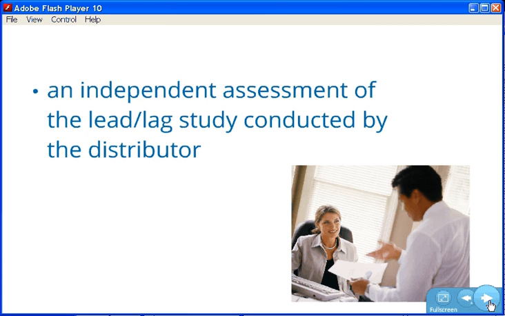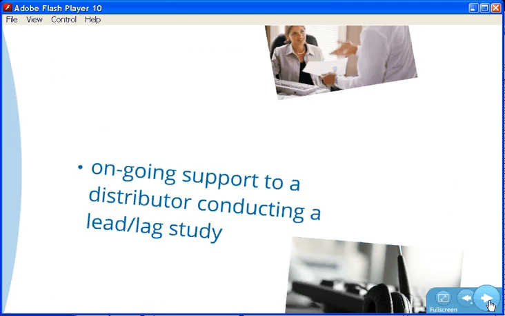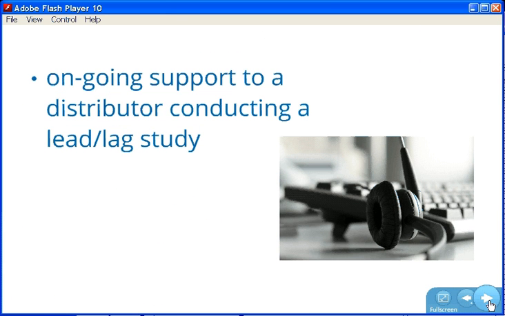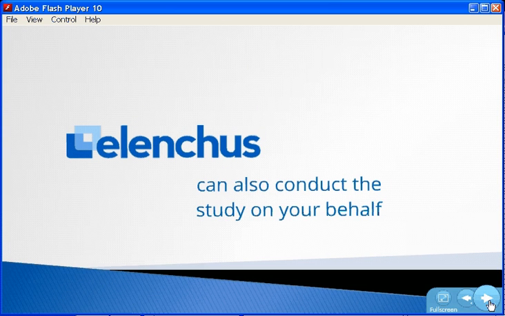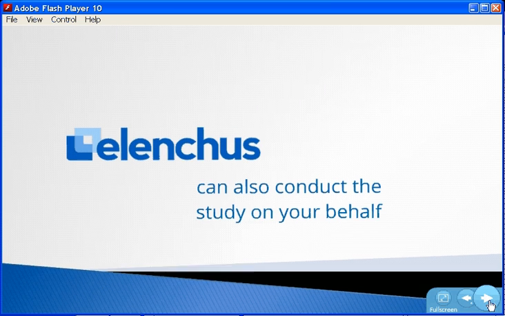We can also conduct an independent assessment of the study you've done on your own. Right now, we don't see any specific requirements for third-party assessment, but in the past, we've seen a number of studies being assessed independently, so we can also do that. And while you're conducting the study, we're always open to provide you ongoing support should there be any specific issue that arises within your lead lag study. If you are a bit short on time or short on resources, Elenchus can also conduct the entire study on your behalf and file it for your cost of service.